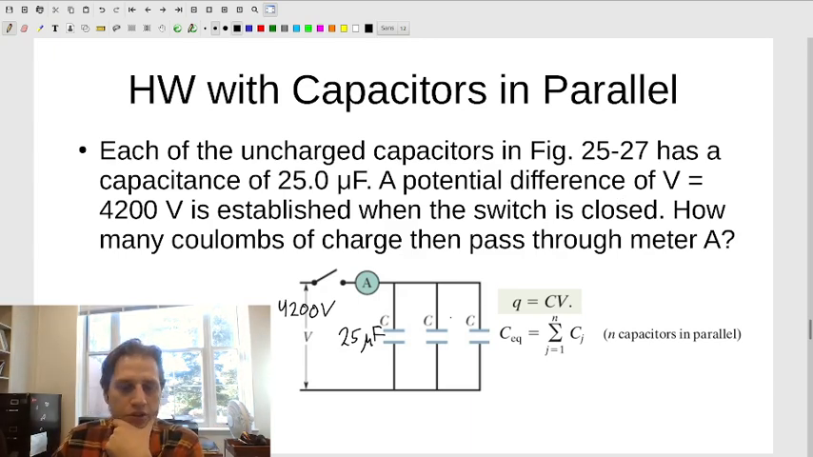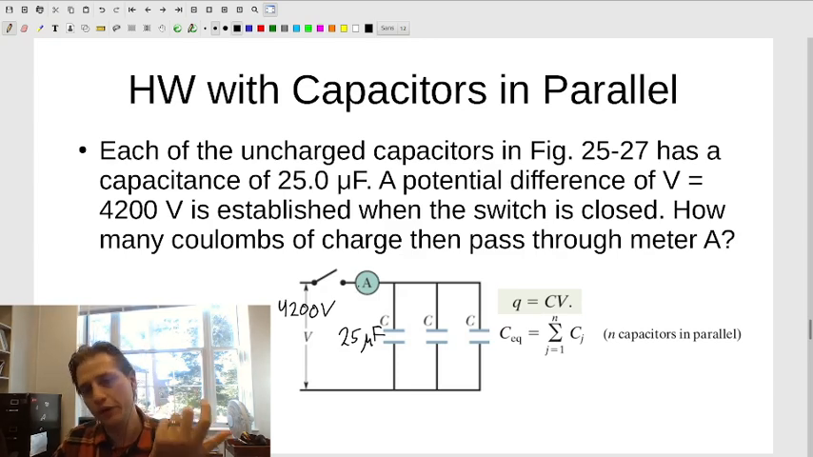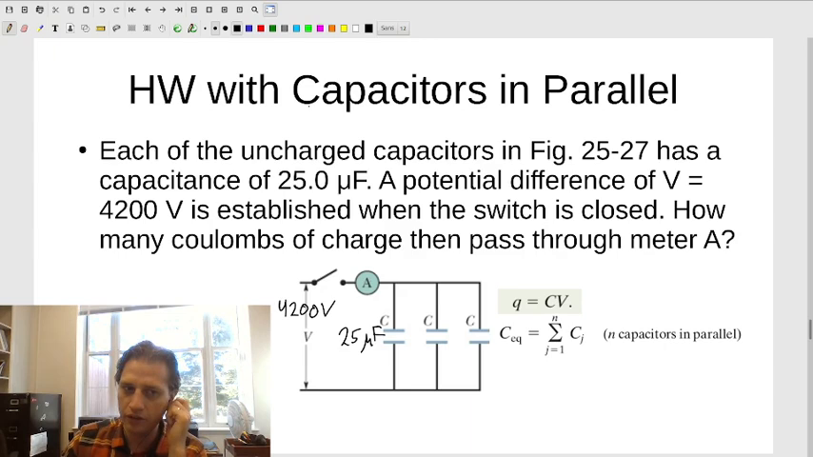Well, two ways you could do it. You could take the 25 plus 25 plus 25 and find your equivalent capacitance, then use Q equals CV and find your overall charge. On the other hand, you could just use Q equals CV on each one of these and realize 4200 times 25 microfarads is going to give you your charge on this. It's going to give you, again, your charge on this and your charge on that. So you would have to take each one of those charges and add them together, and that would give you the total charge that would go through this switch. So either one of those ways of doing it is correct. They are not really different.